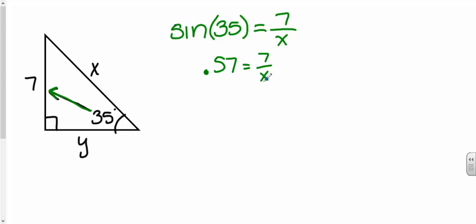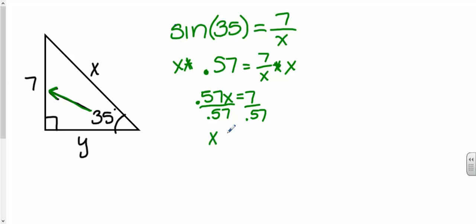Now I want to try to get x by itself. Since it's in the denominator, we will multiply both sides by x. So I get 0.57x equals 7, and then I'm going to divide both sides by 0.57. So I get that x equals 12.28.